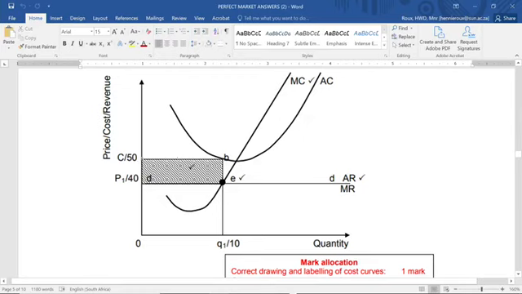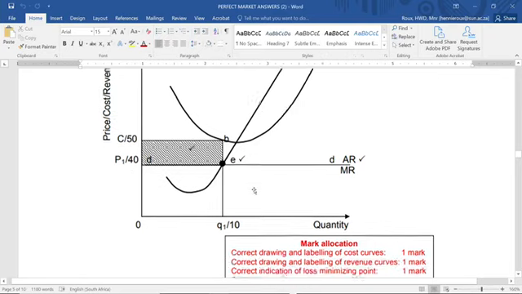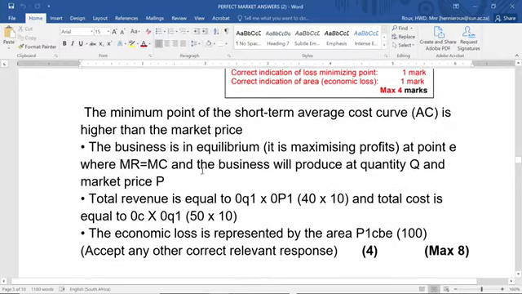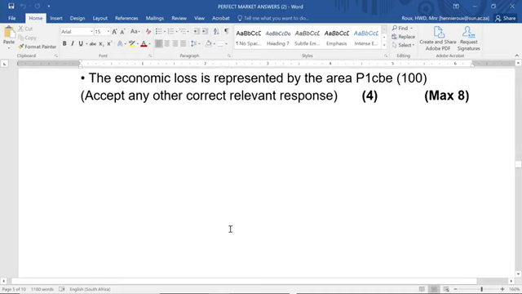And on the graph, this loss is represented by C, B, E, D. That area represents the loss. And that's exactly how you can explain it, but you only need these 2 points to get your other 4 marks. Okay, so that's exactly how you would then explain that answer.